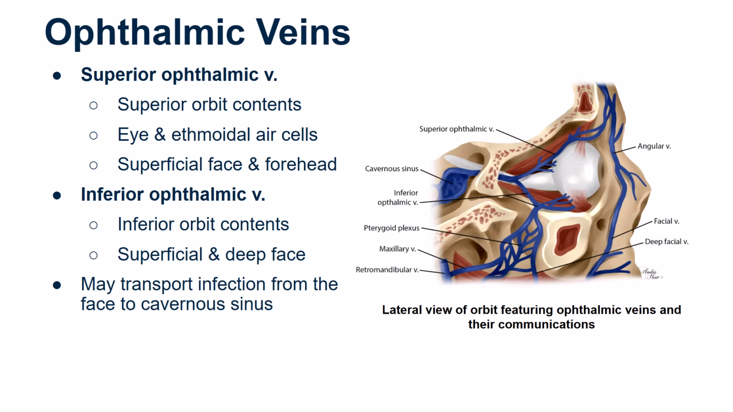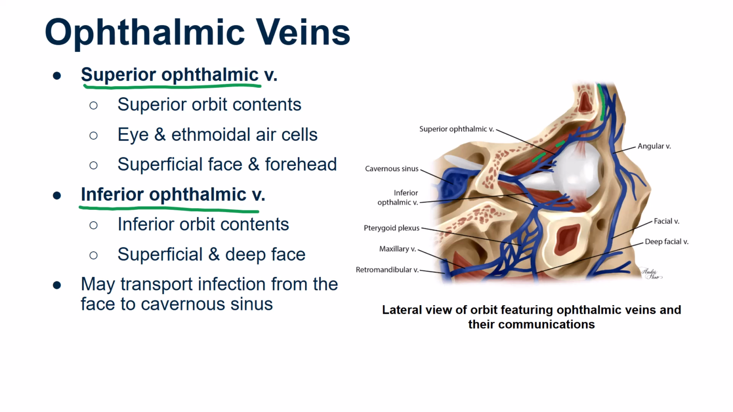The ophthalmic veins are going to drain the orbit as well as surrounding spaces. There are two major conduits of veins serving the orbit: the superior ophthalmic vein and the inferior ophthalmic vein. The superior ophthalmic vein is going to drain the superior orbital contents as well as regions of the eye, and medial to the orbit, the ethmoidal air cells.